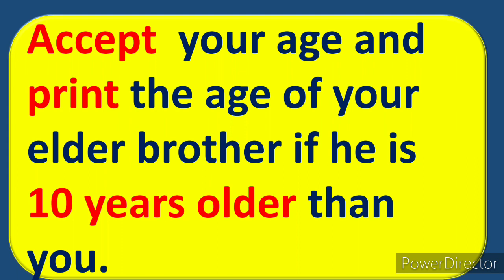I'm going to make certain minor changes in the program. Accept your age and print the age of your elder brother if he is 10 years older than you. That means you accept your age, and if your elder brother is 10 years older than you, what should his age be? You accept only one thing, add 10 to it, and print the value. Mathematically it is a class 3 or 4 question, but please check how it works in the program.